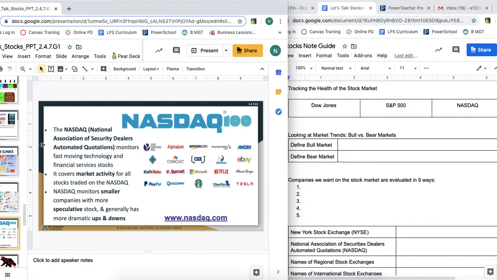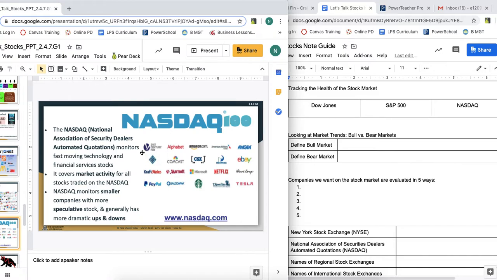So it covers the market activity for the stocks traded on the NASDAQ. And these are typically the smaller stocks, and they have more speculative stocks than the other two. This causes their readings to have much more dramatic ups and downs than the Standard & Poor's or the Dow Jones.